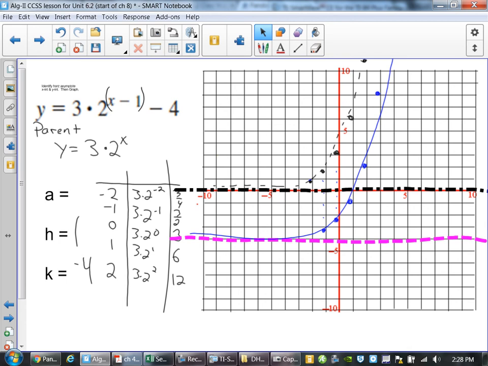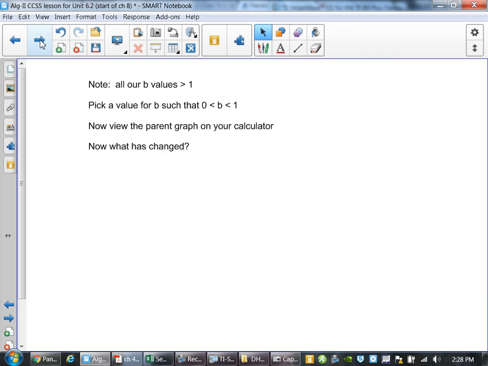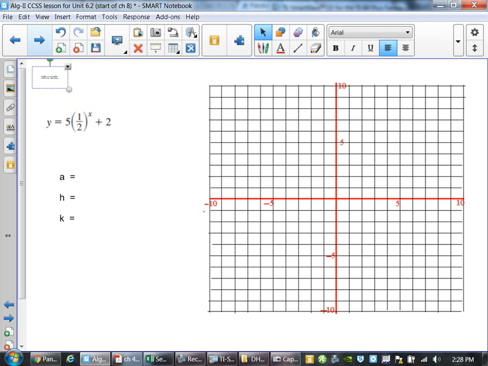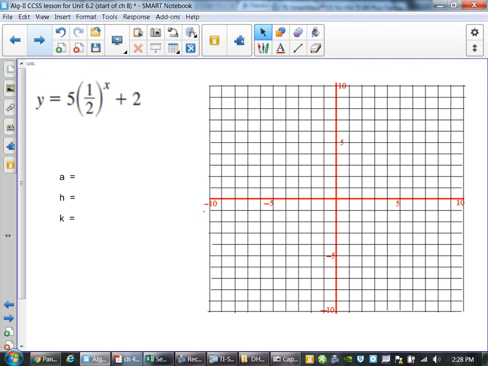So what happens if we look at a decay? Let's try one with a decay. Let's jazz this up a little bit. I have 5 times 1/2 to the x plus 3, then plus 2. In this case, when the value of b is between 0 and 1, the direction of the curve is different. What we do here is basically the exact same thing. Our parent function is still y equals 5 times 1/2 to the x. The parent function a b to the x doesn't change between growth and decay.